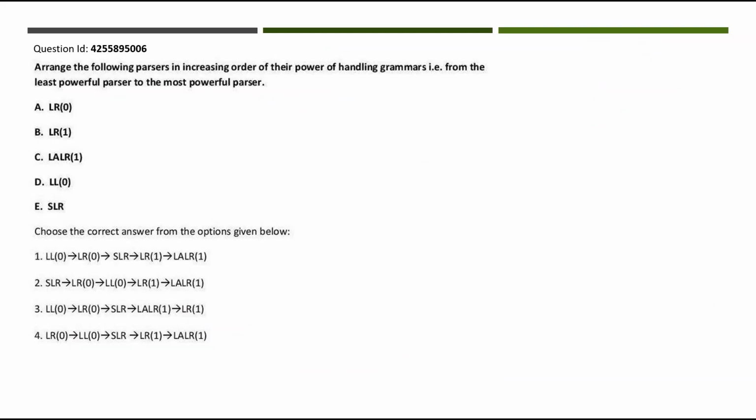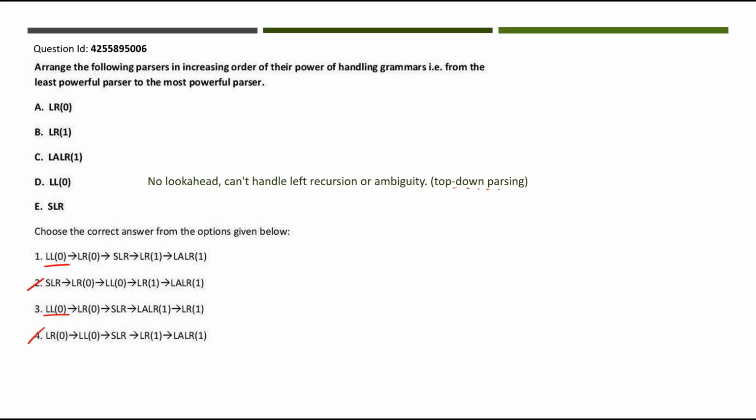Next question. Arrange the following parsers in increasing order of their power of handling grammars, that is, from the least powerful parser to the most powerful parser. Out of these 5 options, one parser is a top-down parser while the others are bottom-up parsers. We will start with the least powerful one, LL(0). 0 means there is no lookahead. It cannot handle left recursion or ambiguity, and this is a top-down parser. So the least powerful will be LL(0). Two of the options are starting with LL(0), so we will rule out the other two.